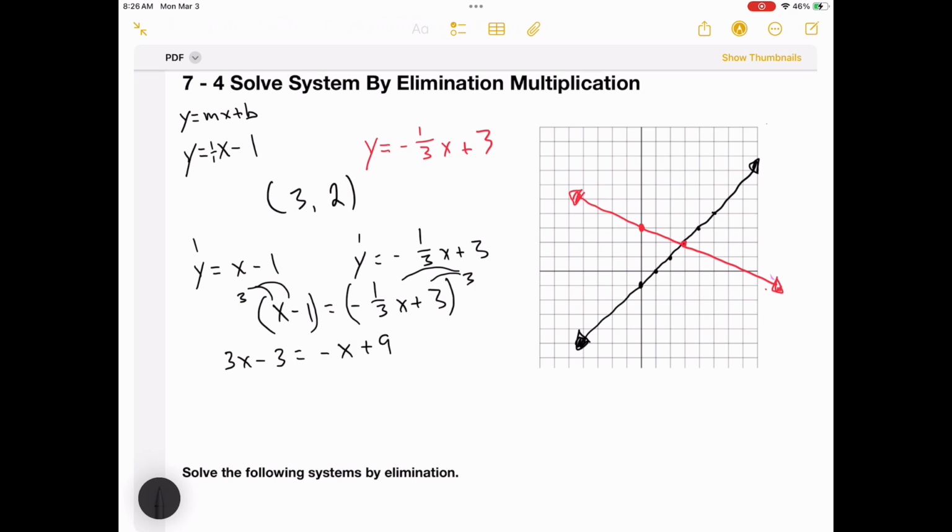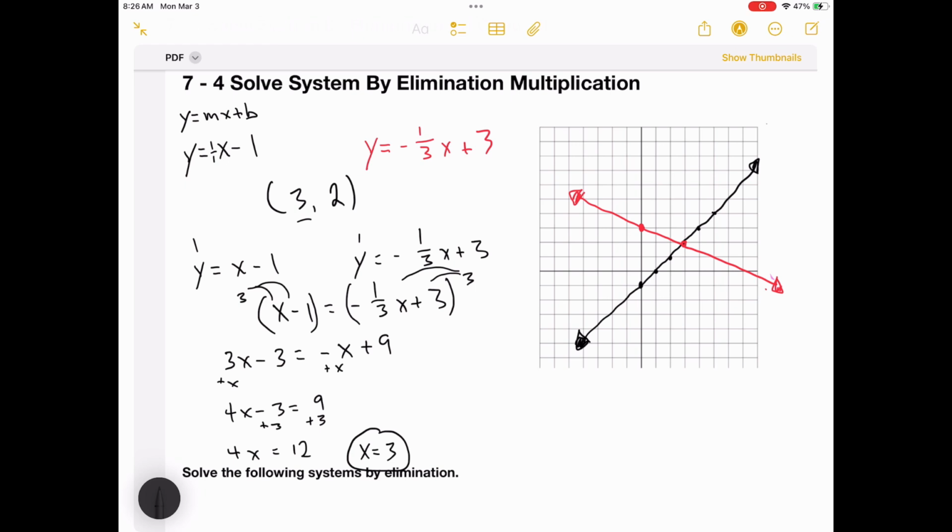Okay, then I'm going to get my x's to one side here. 4x minus 3 equals 9. Get my numbers to the other side. x equals 3. Voila, and that matches there.